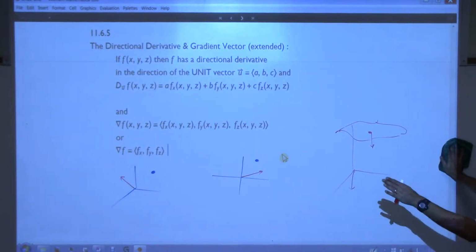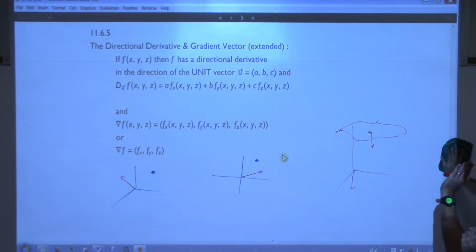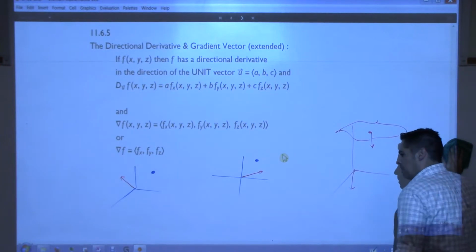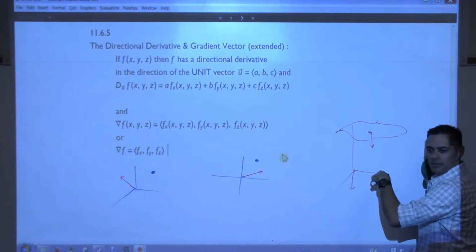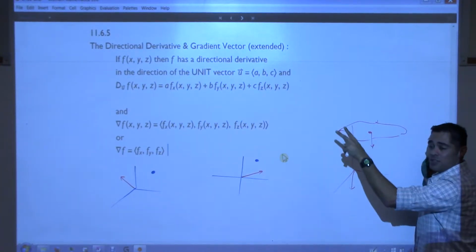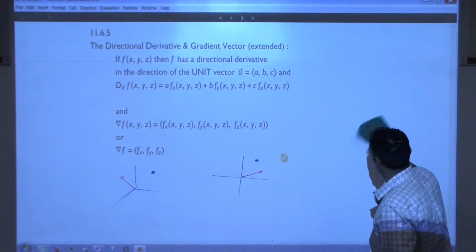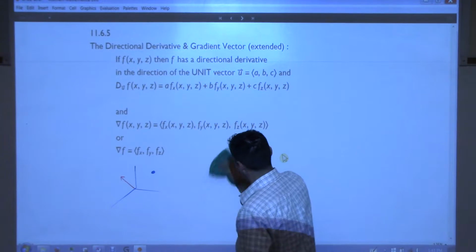Okay, so what I'm getting at is with this, you cannot be talking about standing on a surface. We can only do that when the function is of two variables. Can we actually visualize that?